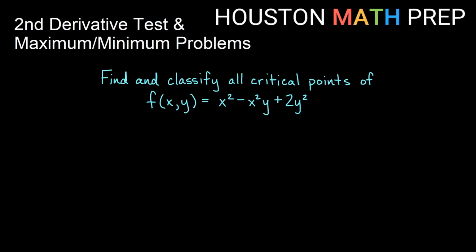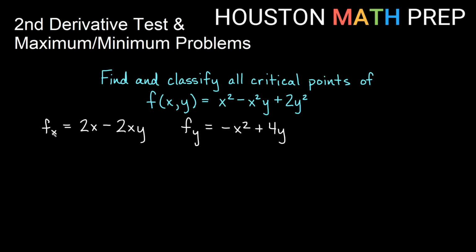Okay, looking at another example, we want to find and classify all the critical points of our function x squared minus x squared y plus 2y squared. So we'll do the same thing. First, we'll figure out our fx. So partial derivative with respect to x is going to be 2x minus 2xy. And if we figure out our partial fy, that would be 0 for the first term. We'll get -x squared plus 4y for partial fy.